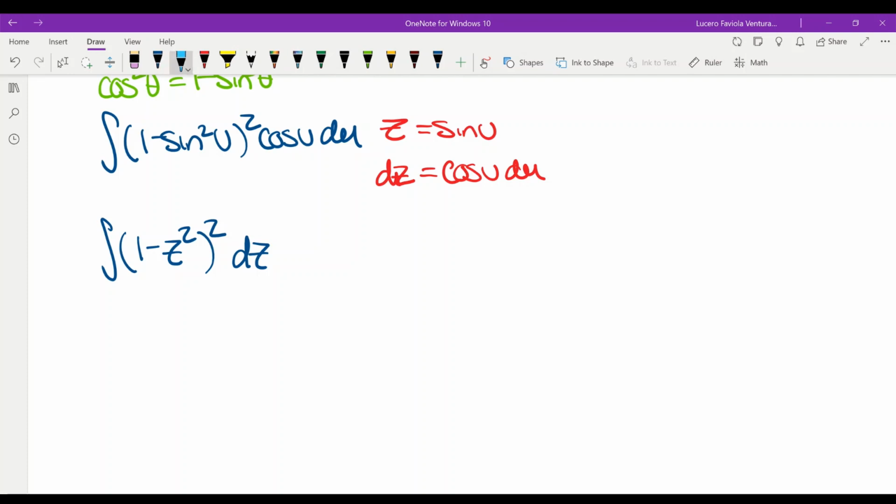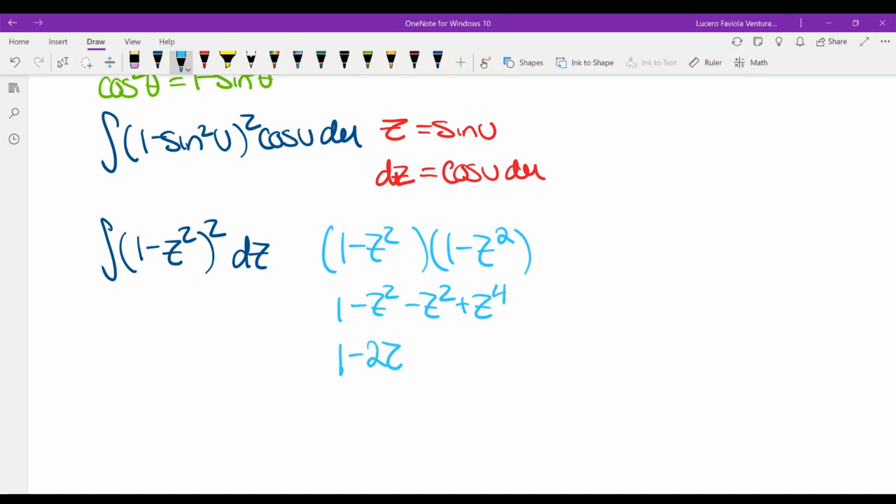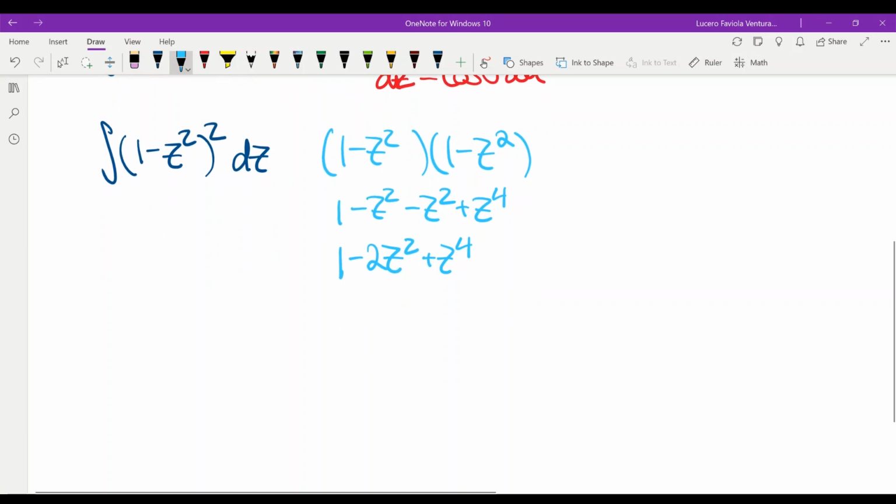Now this is much easier to work with than what we started with, and we'll FOIL this. So 1 minus z squared times 1 minus z squared. We FOIL, we get 1 minus z squared minus z squared. Negative times a negative is a positive, z to the 4th power. We combine our like terms to get 1 minus 2z squared plus z to the 4th power.